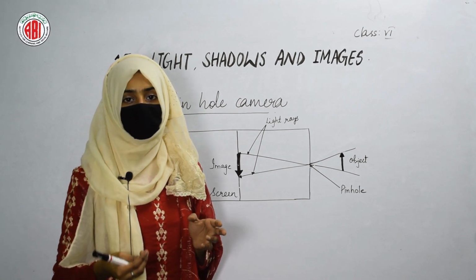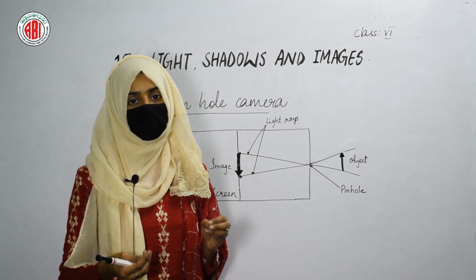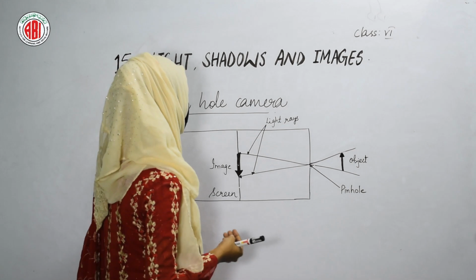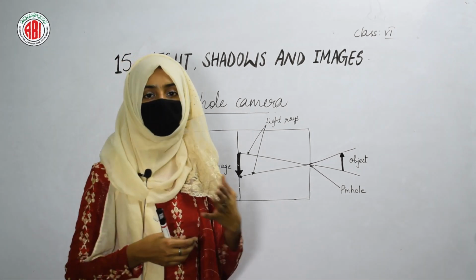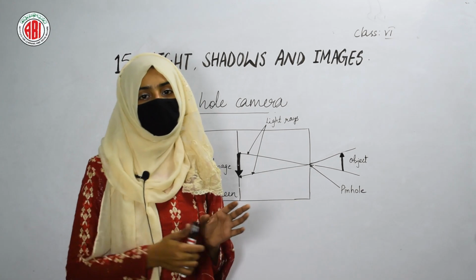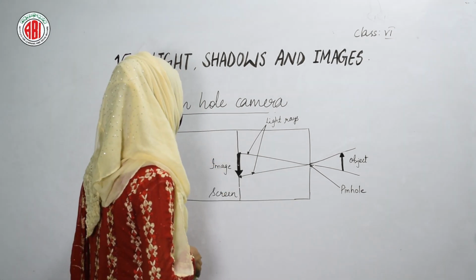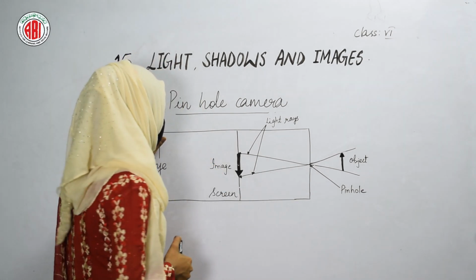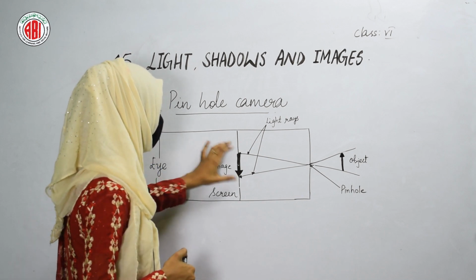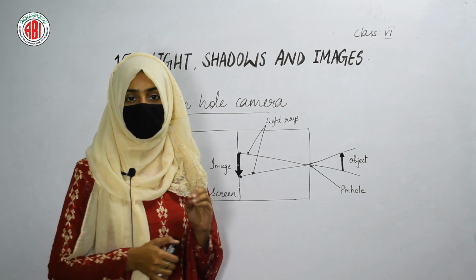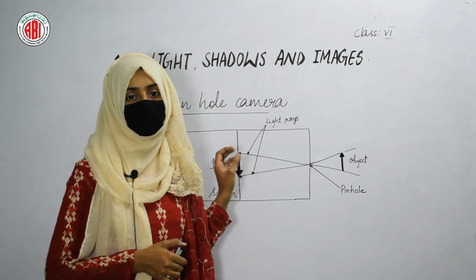So how can we know that the light always travels in a straight line? Let us see how the pinhole camera can help us to understand the nature of the light by which the light moves in a straight path. So a pinhole camera is a camera which always forms an inverted image. What's the reason why it is forming an inverted image?